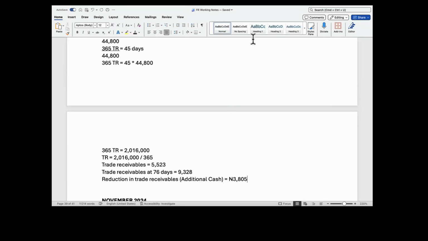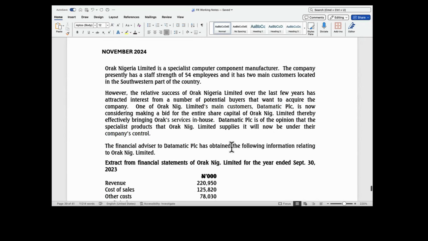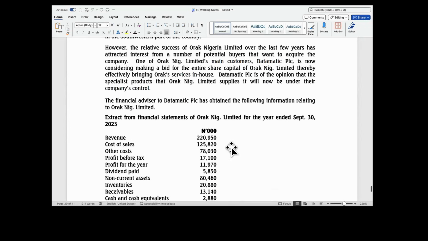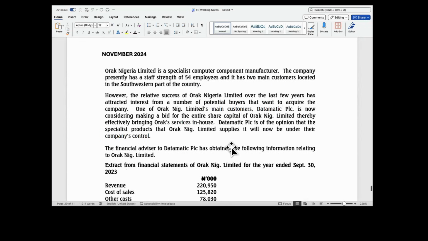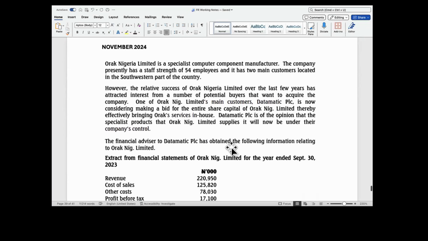Let's solve one more question, then we'll continue in the evening when we come for our second period. So we are done with May 2025. Now let's go to 2024, November 2024.